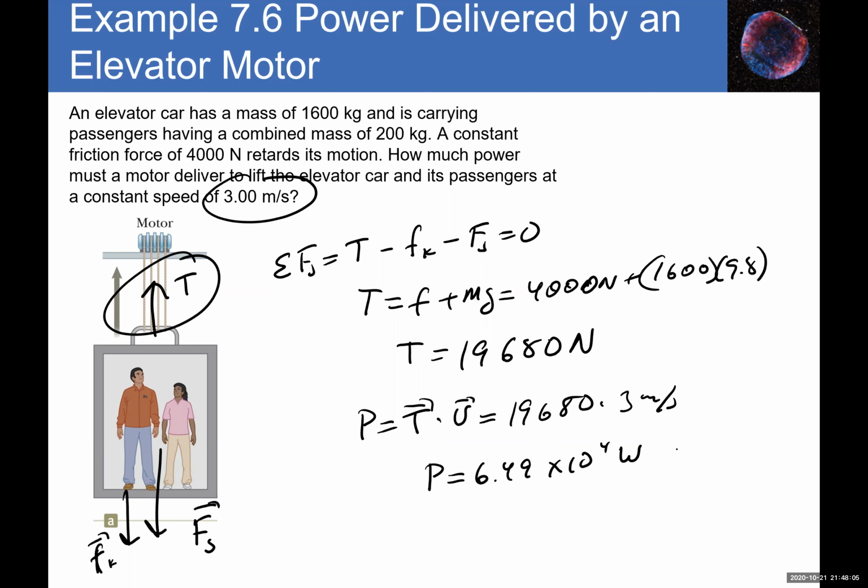All right, so I think I have a little bit of a typo in my slides. Technically this should have been 1800 rather than 1600. So the number is slightly different, but the idea is pretty much the same. All right, so this pretty much concludes chapter 7.